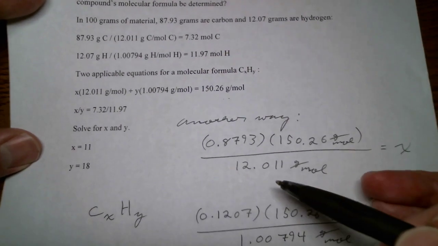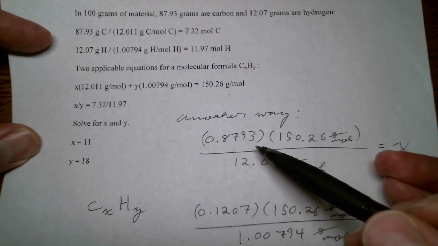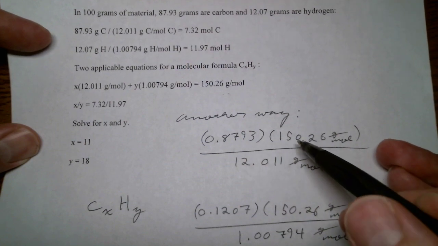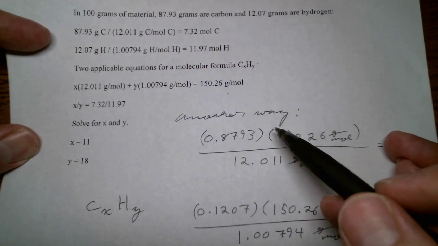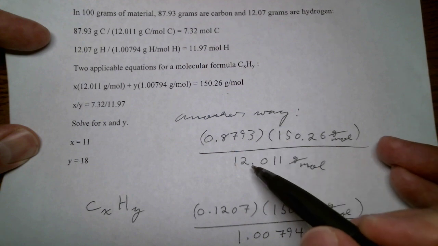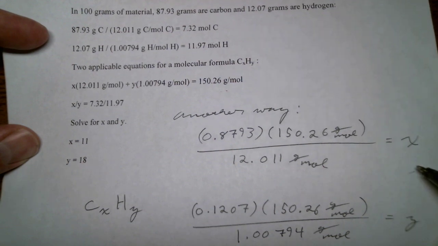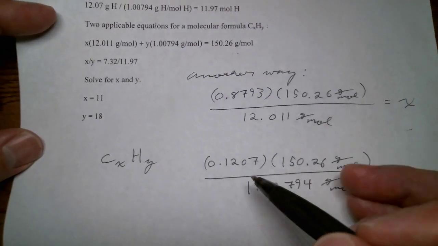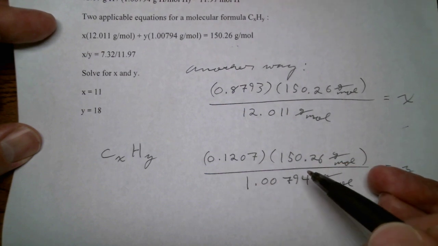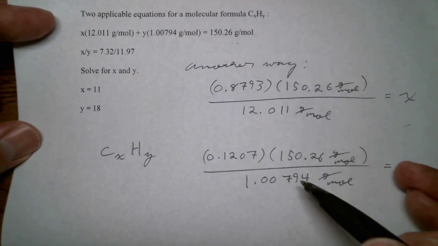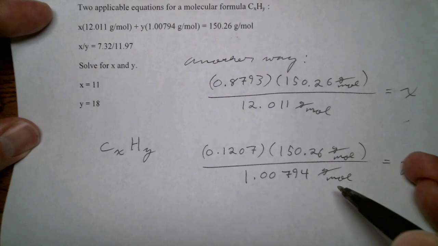Another way that would probably be simpler is to take 0.8793 and multiply that by 150.26 grams per mole to get the amount of carbon making up that formula weight, and simply divide by 12.011 grams per mole, being the formula weight of carbon, to get x. To get y, you do the same thing. Multiply 0.1207 by the formula weight, 150.26 grams per mole, and divide by hydrogen's formula weight of 1.00794 grams per mole to obtain y.